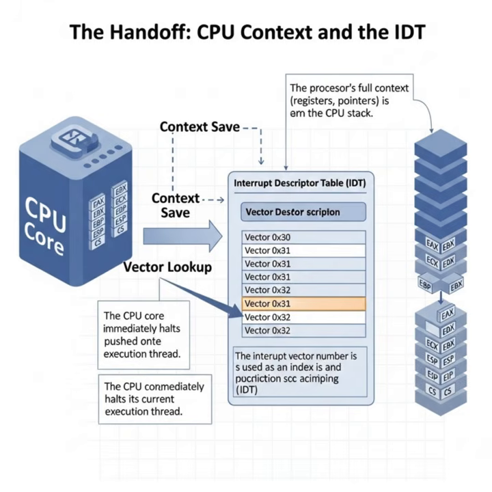The CPU core has received the vector. Its current task, whether it's running your web browser or a background service, is instantly suspended. The CPU performs a critical automatic operation, a context switch.